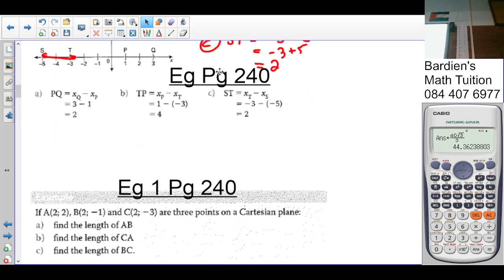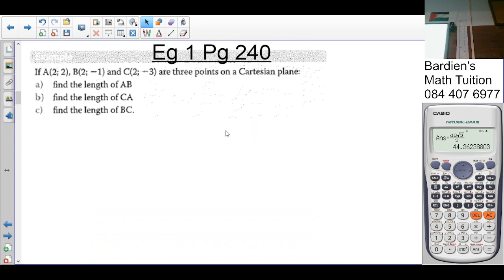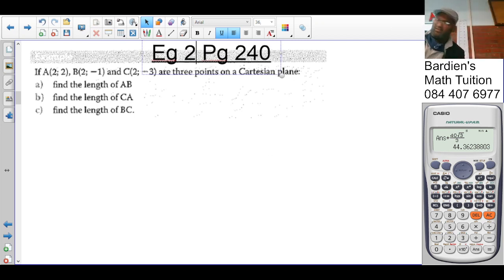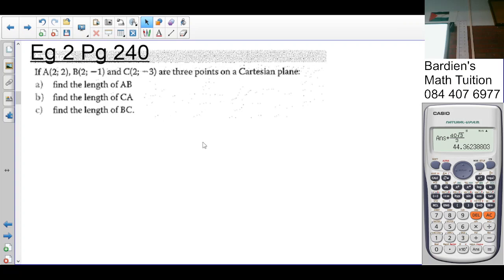Right. So we carry on, page 240. Example 1. I've named this example 1. That's example 2 then. See, that is why I copied the answer with that. I didn't know it was an example. Okay. Example 2. In example 2 on page 240, we said if A is 2 and 2.